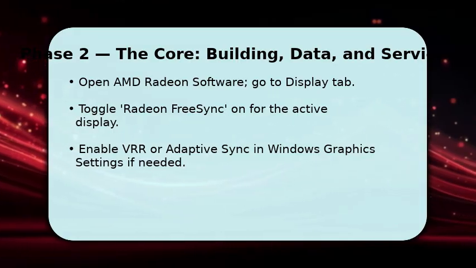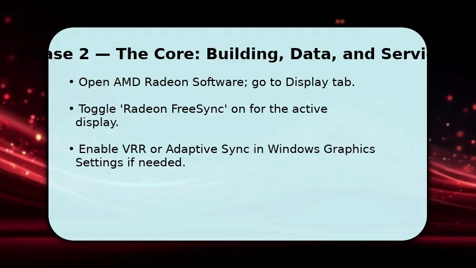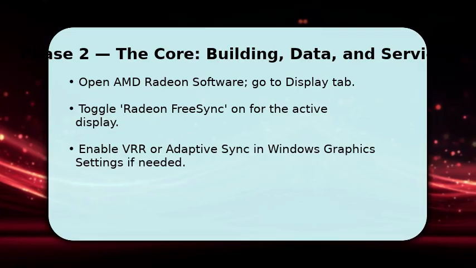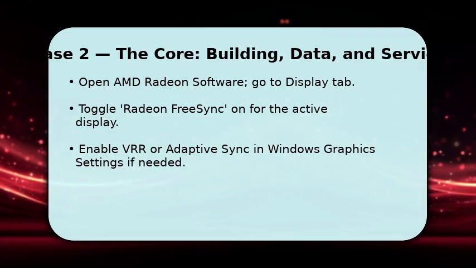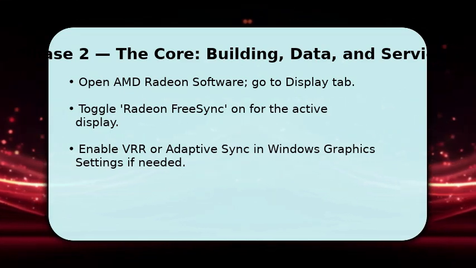Make sure Windows is set to the monitor's native refresh rate, and, if required, turn on variable refresh rate or adaptive sync inside Windows graphics settings. These steps ensure both OS and GPU agree on VRR, so you get smooth frame delivery.